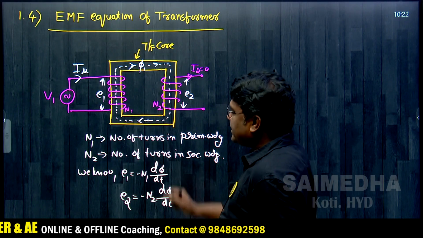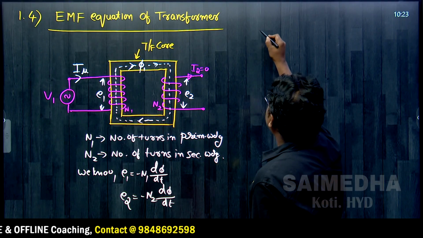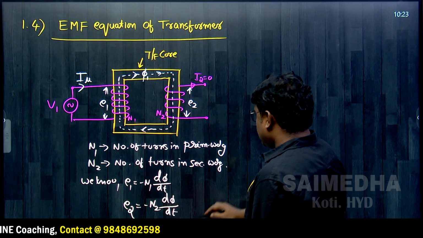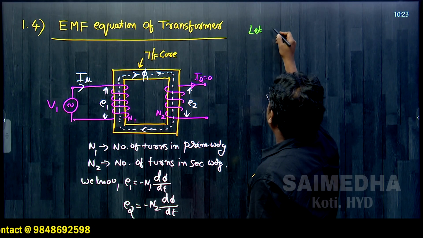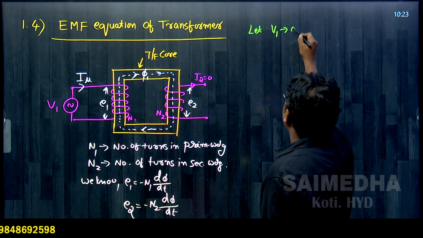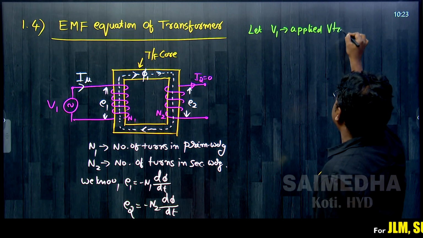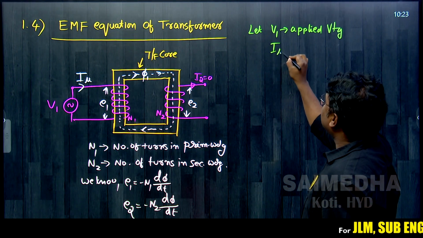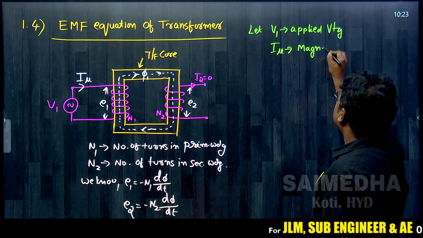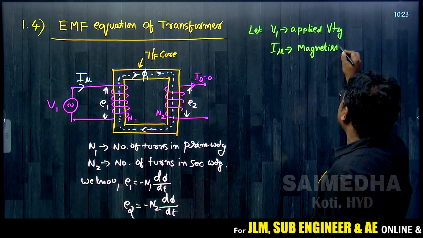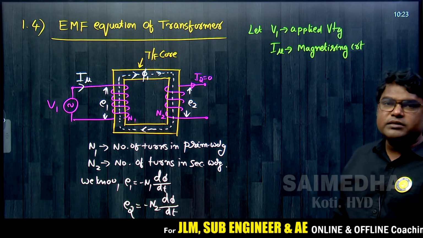Now in this case, first, let V1 be the applied voltage of the transformer, and I mu is the magnetizing current. Magnetizing current is the current required from the source to create the flux. It is known as the magnetizing current.